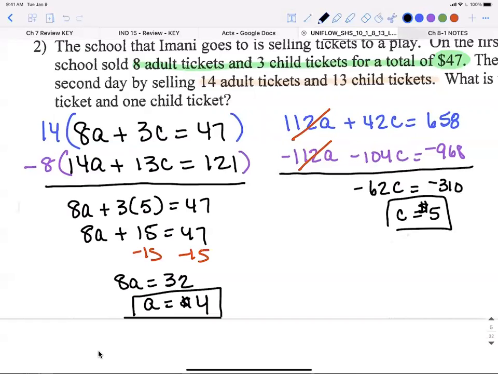So like I said, this day is very much like yesterday. You're still going to set them up just like you did yesterday, but this is going to be one where you're going to have to use a little bit more multiplication manipulation in order to get something to go away. I will tell you all your answers are whole. You won't have any negatives. You won't have any funky decimals or fractions. So if you get something like that, go back and look at your problem and see where you went off.